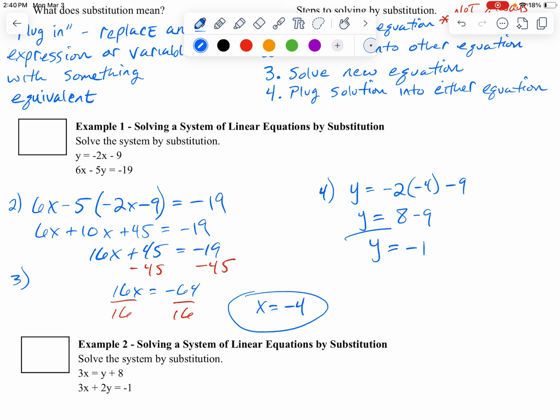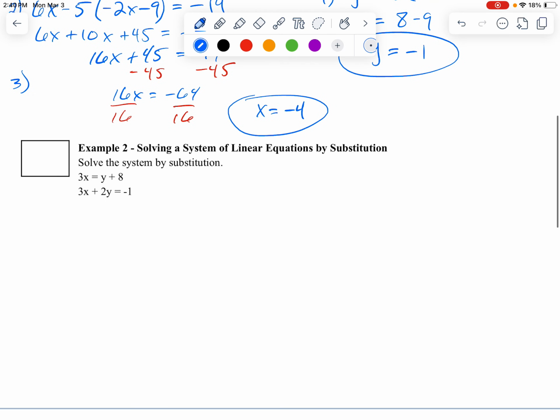This is a process that it takes a little time to figure out. If you need to rewind and watch that again, I would recommend doing that just to get a feel for this process. Example 2.